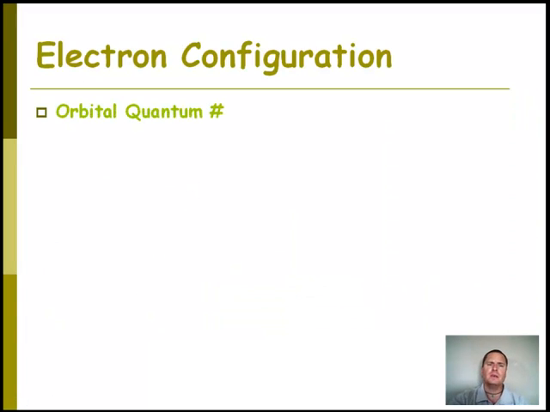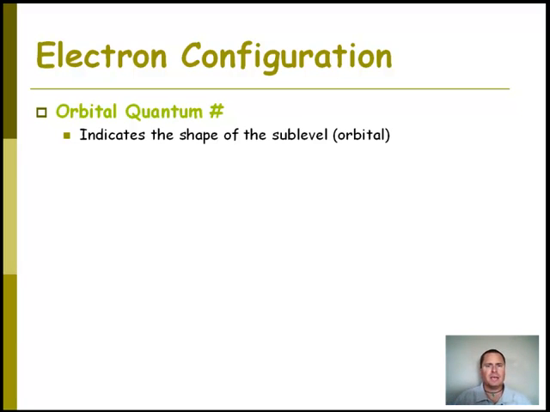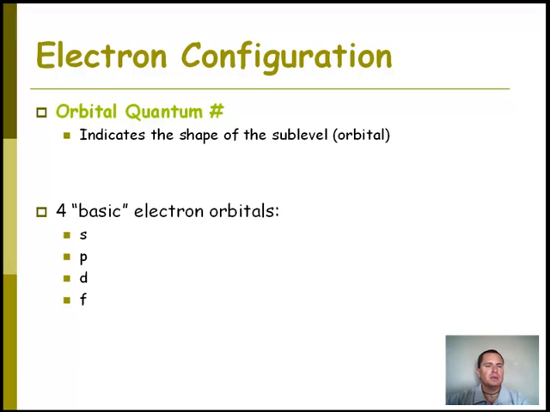The second one is the orbital quantum number. Now, the orbital quantum number indicates the shape of that sublevel or that orbital. It has a specific shape. And there are 4 basic electron orbitals, or 4 basic shapes. We have what we call the S, the P, the D, and the F. And as we go down this, they have increasing energy levels, with S being the least energy and F being the highest.